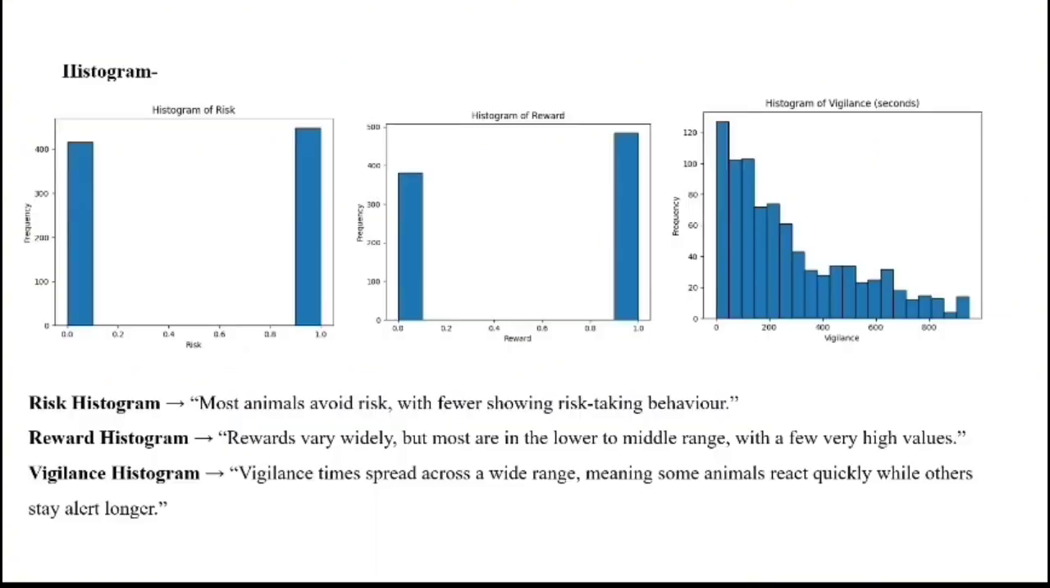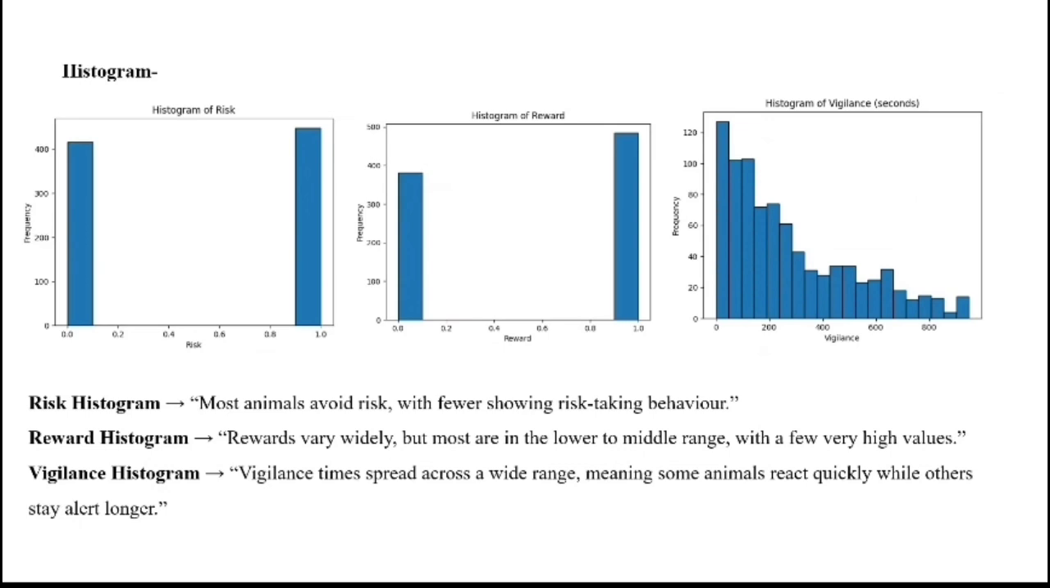On the second slide, we have three histograms. The first one is the risk histogram, which shows most animals avoid risks and only a few of them take risks. And the second one is the reward histogram, which tells us that rewards are mostly in the lower to the middle range.